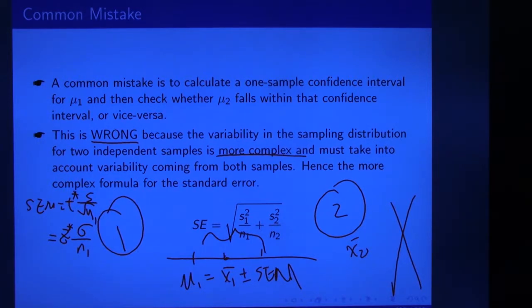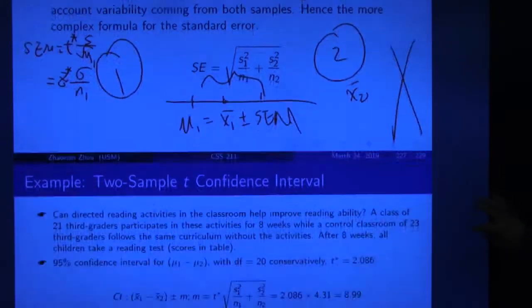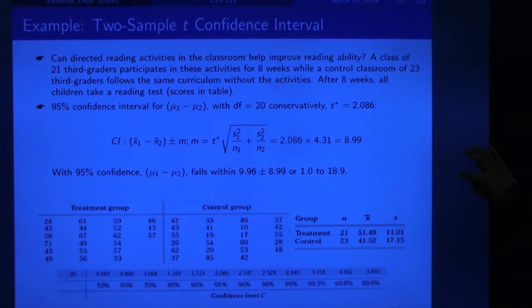The next one, we are going to use an example to show how to calculate the 2 sample T confidence interval. Before we do this, you can imagine this should not be that difficult because we already know how to calculate the 1 sample T confidence interval. The question is, can directed reading activities in the classroom help improve reading ability?